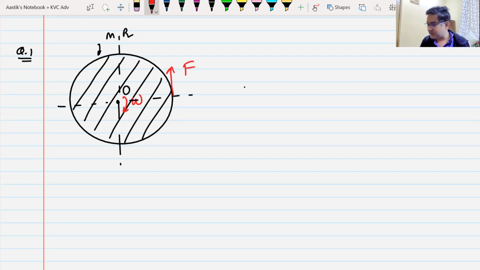You apply a force in the opposite direction, you stop it. Anyways, I've applied a force F. You have to find out the angular acceleration of this disk and the time it takes to stop. You have 2 minutes to do this. Anyone understands the question? Yes, sir. Right. Angular acceleration, find out.